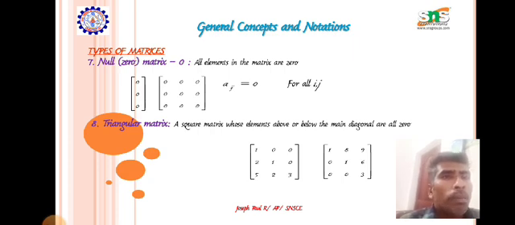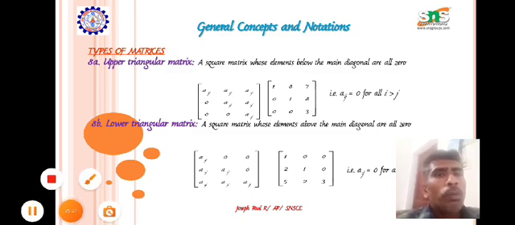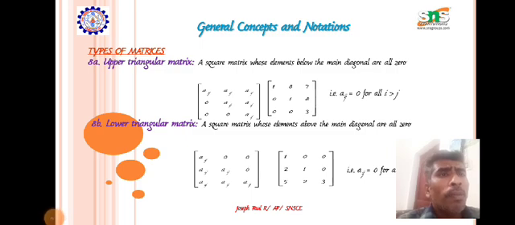Next we come across the triangular matrix. It is a square matrix whose elements above or below the main diagonal are 0. The triangular matrix is classified into upper triangular and lower triangular matrix. In an upper triangular matrix, the elements below the main diagonal are 0. In a lower triangular matrix, the elements above the diagonal are 0.